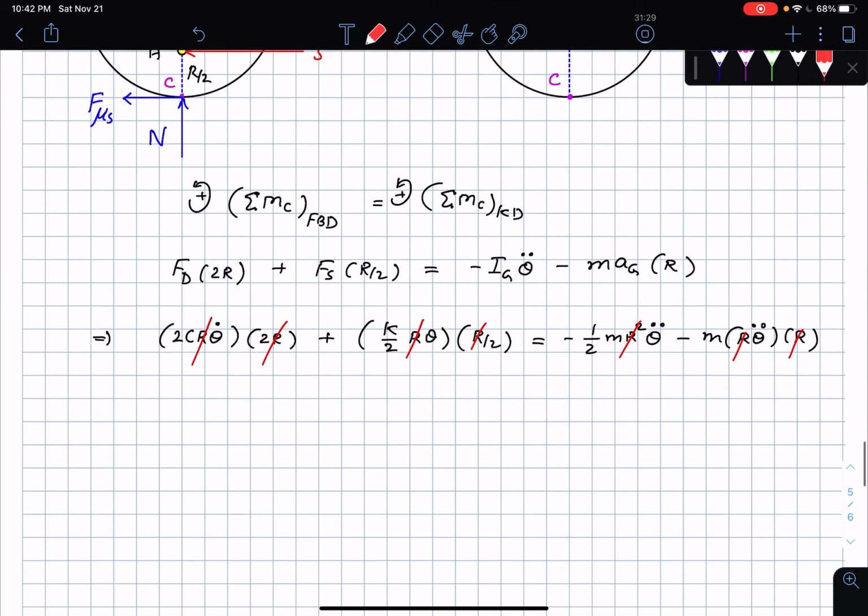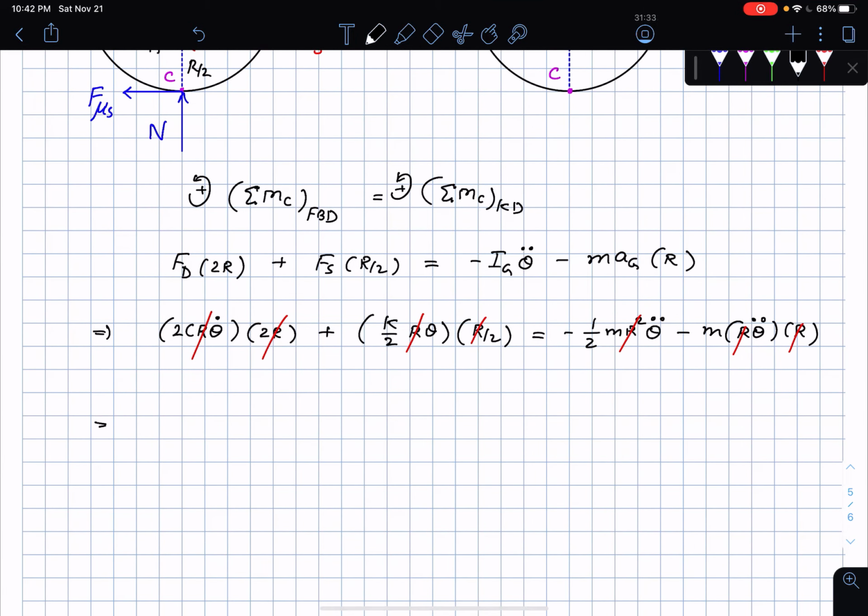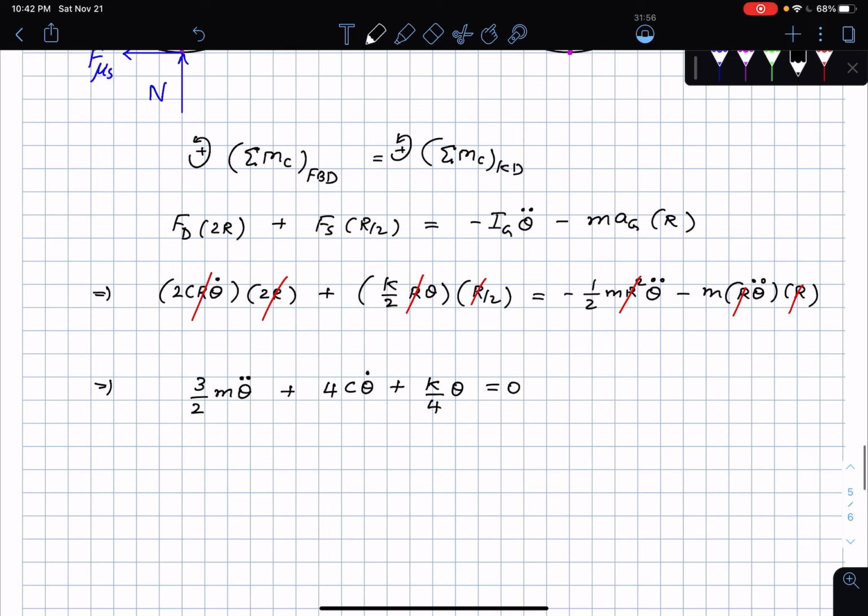Then I'm going to start combining the terms, bringing them onto the other side. Half m plus m is 3 by 2, so I'm going to have 3 by 2 m theta double dot, and then this is k by 2 times 1 by 2, so that's going to be k by 4, and this is 2 times 2, which is going to be 4, so this is 4c theta dot plus k by 4 theta is equal to 0. Okay, so this is the equation of motion.